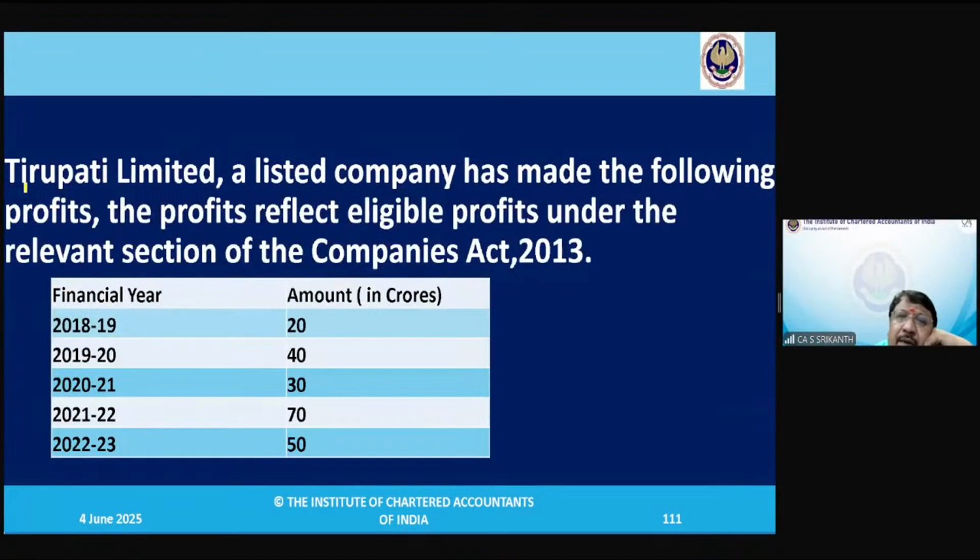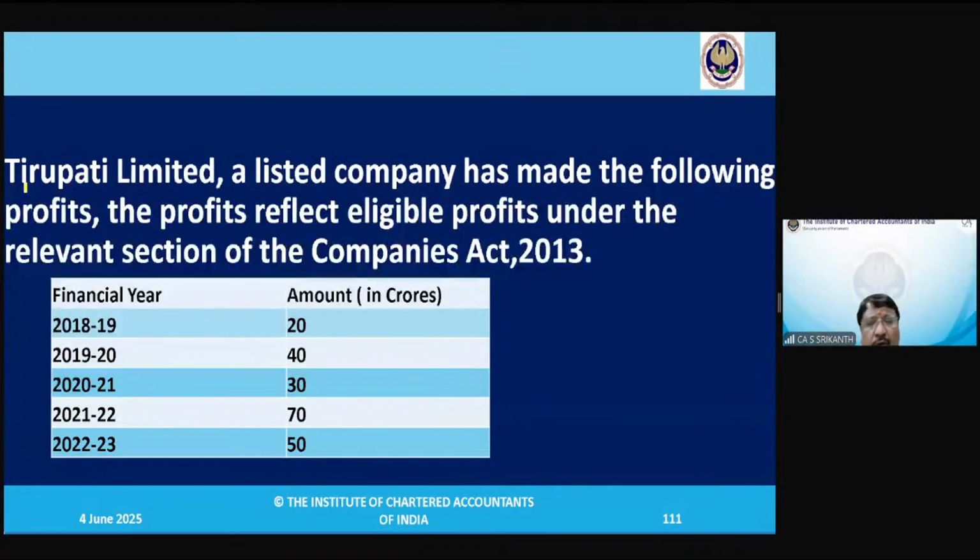So Tripati Limited, as a listed company, has made the following. Just take another 5 minutes and we'll close this. Thereafter, we can go forward. In the next class, we'll take up internal audit and auditors. Tripati Limited, a listed company, has made the following profits. The profits reflect eligible profits under the relevant section of the Companies Act. Okay. So these are eligible profits, no further calculation needed.